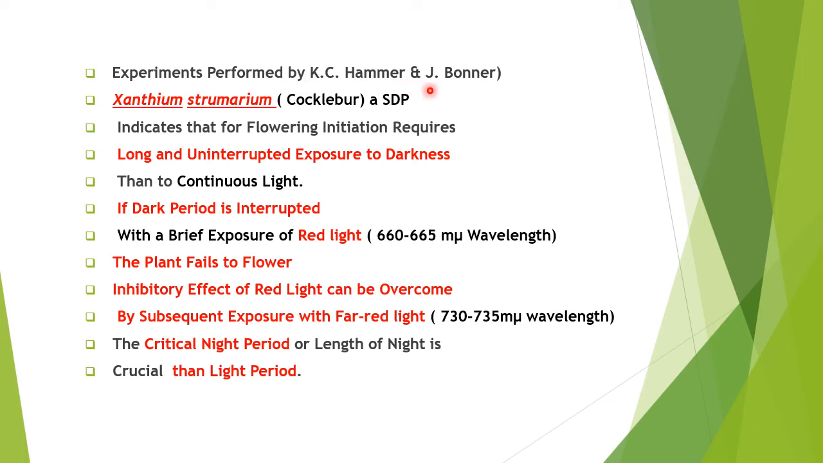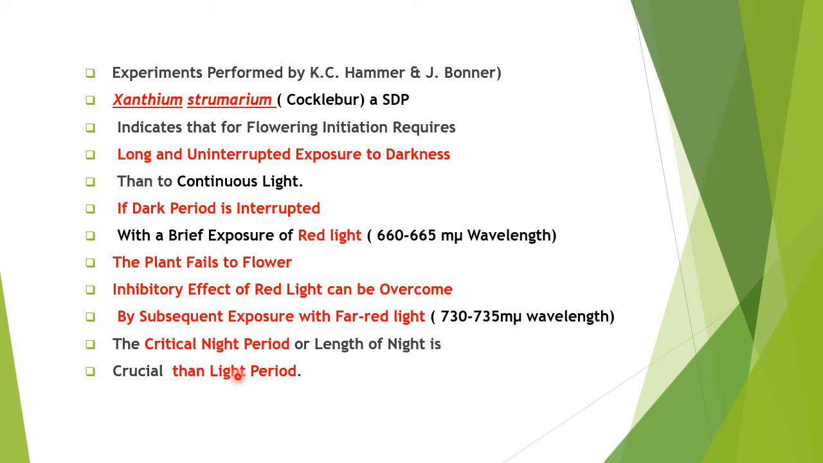Experiments were performed by Hamner and J. Bonner on Xanthium strumarium, cocklebur, a short day plant. It indicates that flowering initiation requires long and uninterrupted exposure to darkness. So that means they need a darkness which should be uninterrupted by continuous light. If the dark period is interrupted with a brief exposure of red light, 650 to 660 nanometers wavelength, the plant fails to flower. The inhibitory effect of red light can be overcome by subsequent exposure to far red light, that is 730 to 735 nanometers wavelength. The critical night period, or length of night, is more crucial than the length of the day.